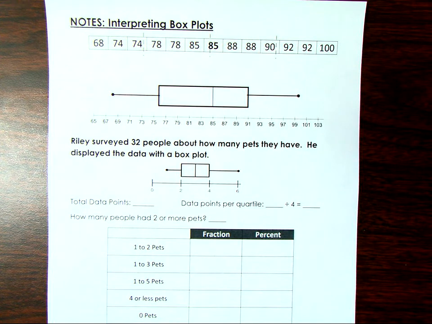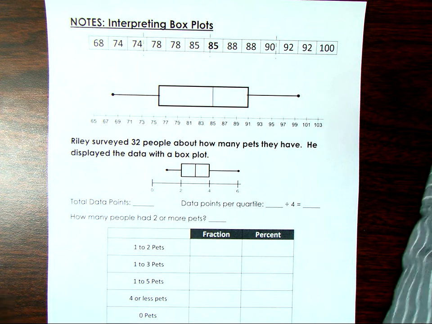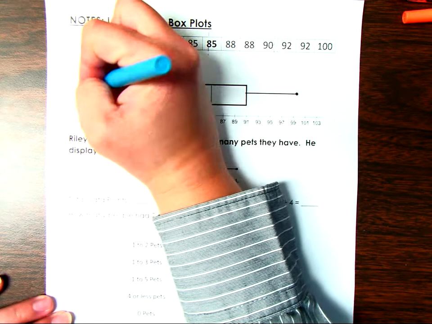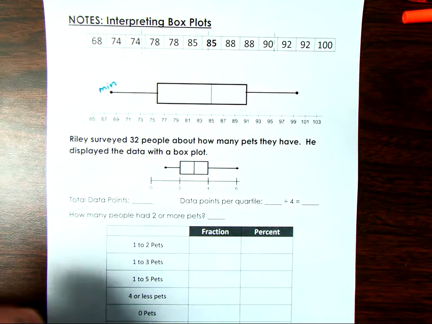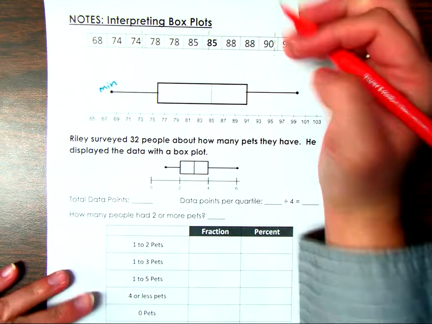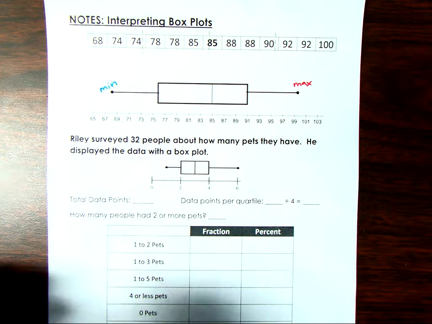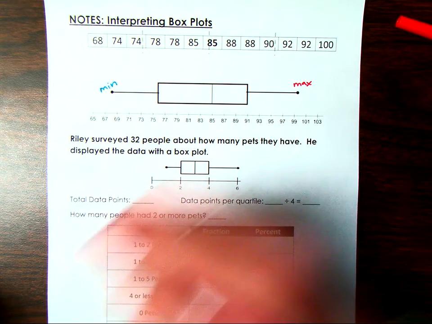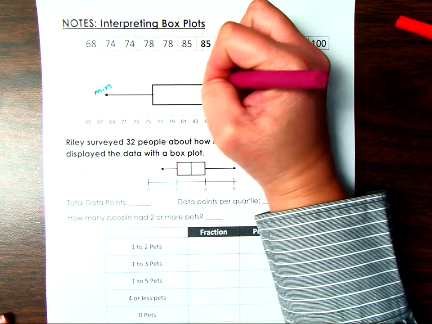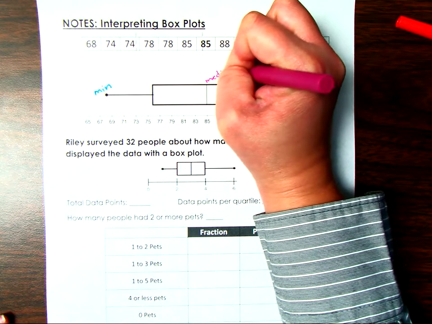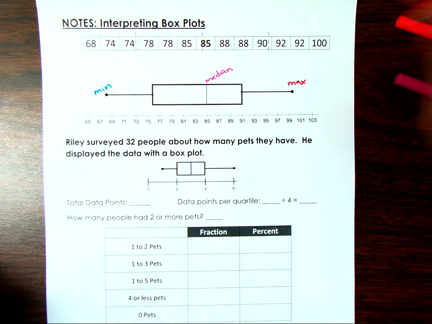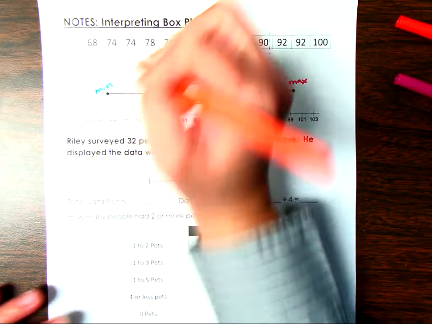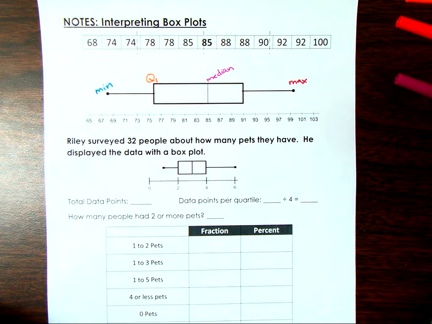And with that being said, we had a couple things that we want to identify on this 5 number summary. So let's go ahead and review that information. So we had our minimum. We had our maximum, then we had our median, which is always this line in the box, and then we had quartile 1, and we also had quartile 3.